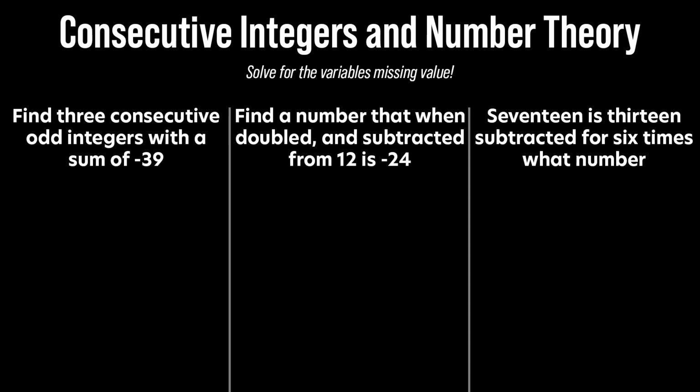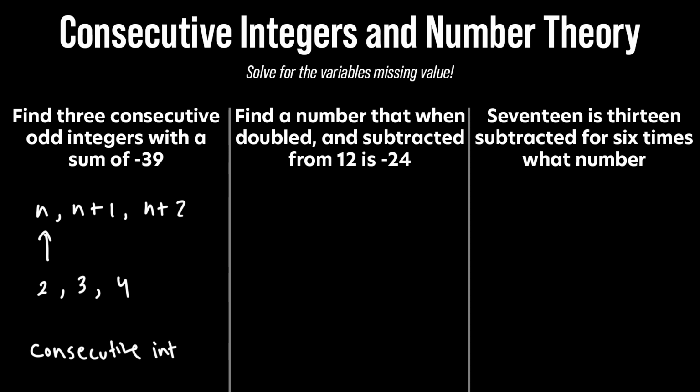Today, we're going to learn about consecutive integers and number theory. So, what are consecutive integers? They're integers that increase in value. So, for example, n, n plus 1, and n plus 2. N being the value of an integer, and we can give it any value. So, if it were 2, then this would be 2, 3, and 4. So, these are consecutive integers.